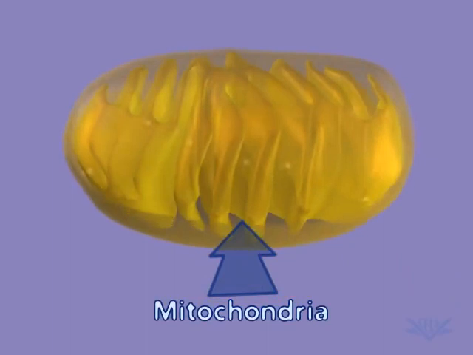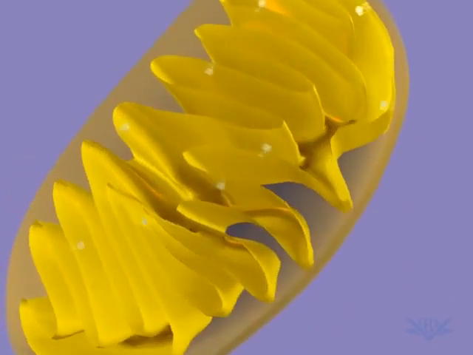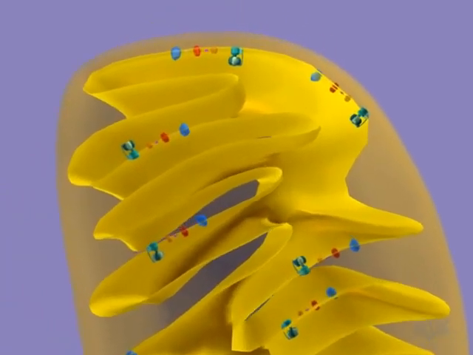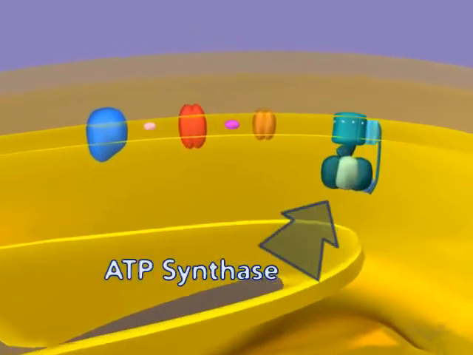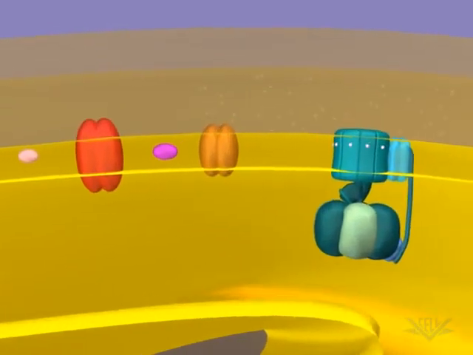A good example of the use of a gradient occurs in the mitochondria when ATP is synthesized. ATP is synthesized by ATP synthase, a large complex of membrane-bound protein. Here we see ATP synthase, along with other membrane-bound proteins.